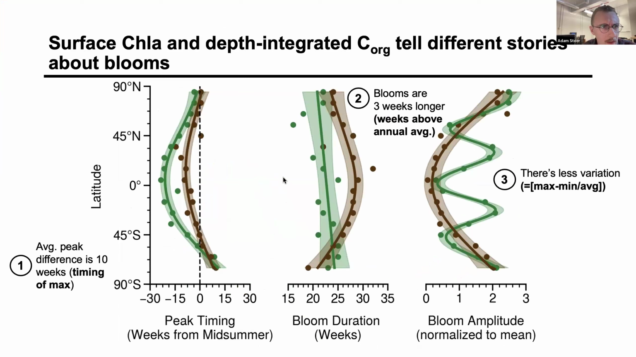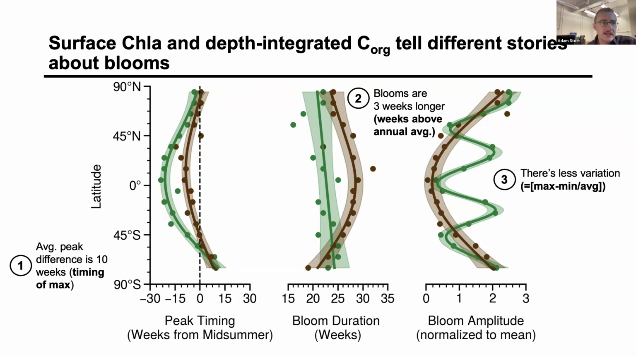So right here, these are these bloom metrics I just talked about. And what you can see here is that with this first panel on the left, peak timing of surface chlorophyll is very consistently before that of the peak timing of depth integrated carbon biomass. And so what that means is that when you see a peak in surface chlorophyll in the water, it more often than not means that that's not the peak in phytoplankton carbon, at least in terms of the seasonal cycle.